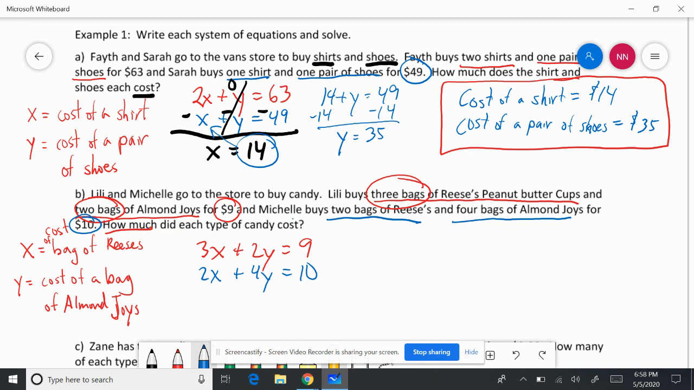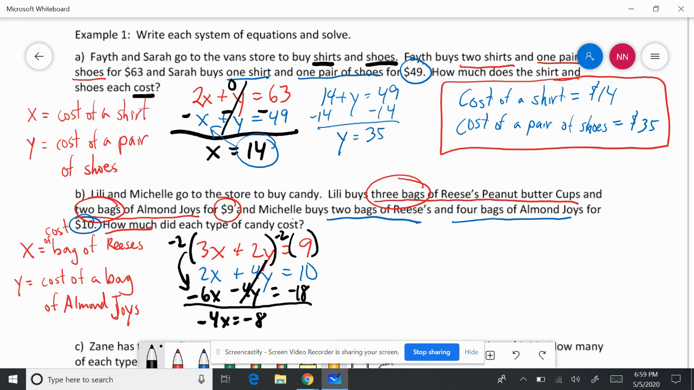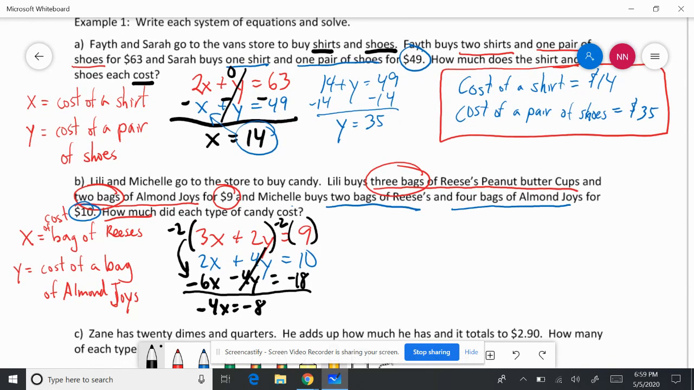Now remember, we want opposites. So I'm either going to cancel the x's or the y's. The y's look a little bit easier because I know that if I multiply this right here by -2, -2 times 2 is -4. Then I'm going to have opposites. So -6x minus 4y is equal to -18. They cancel, they become 0. -4x is equal to -8. So I'm going to divide by -4, and x is equal to 2.